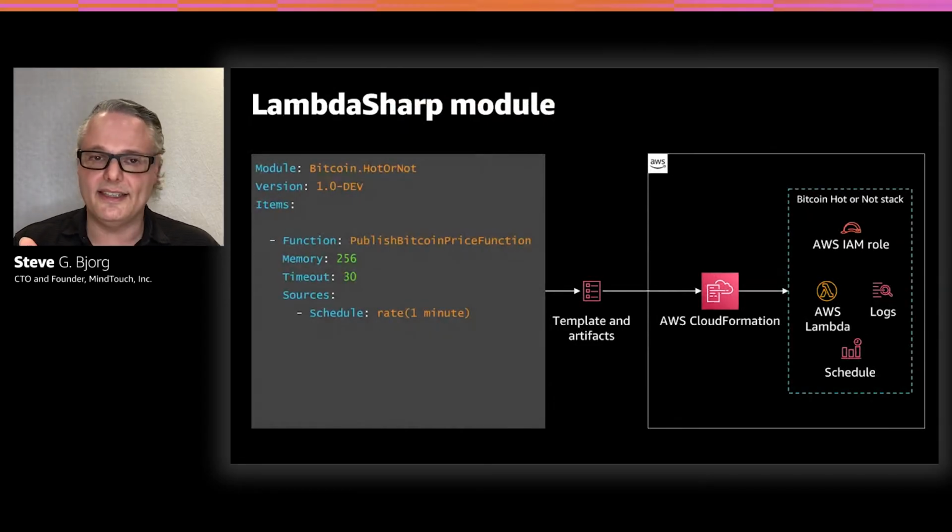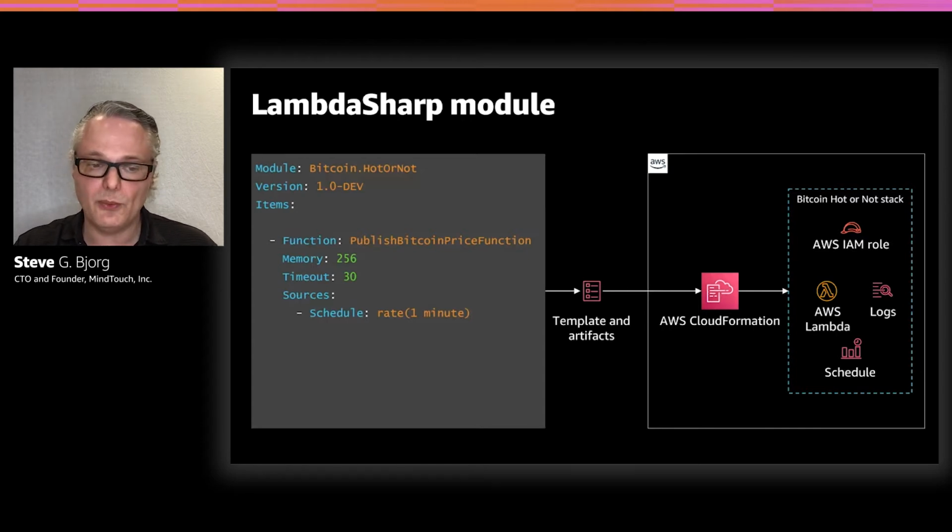So on the left, we can see this is the module definition, the YAML file that we created. It contains a function name, which is also the name of the C# project that was created. So this tells the LambdaSharp tool what to compile and then eventually upload as an artifact. Everything gets converted into actual CloudFormation JSON that gets uploaded to CloudFormation service and then triggered. And this will take care of creating the IAM roles, the CloudWatch logs, the Lambda, of course, as well as the scheduled event that we had created initially.